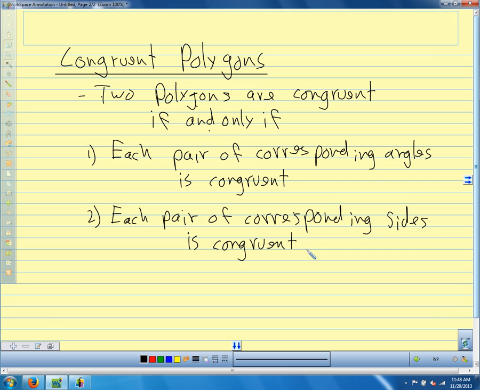So let's look. I want to draw a couple of pictures, and we'll talk about how we make these corresponding, how we match up the sides and the angles, and then just a couple of examples of how we figure out polygons are congruent. Is everybody good with our vocabulary and how we said we decide that these polygons are congruent?